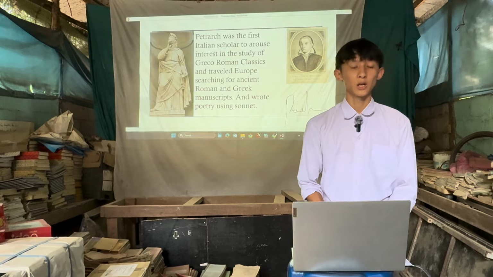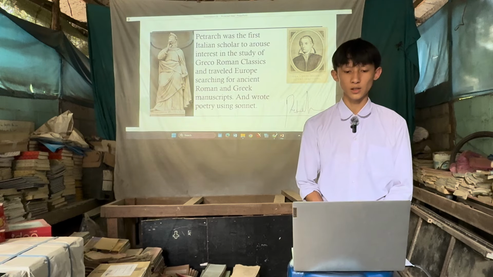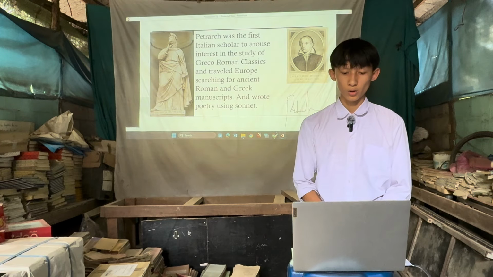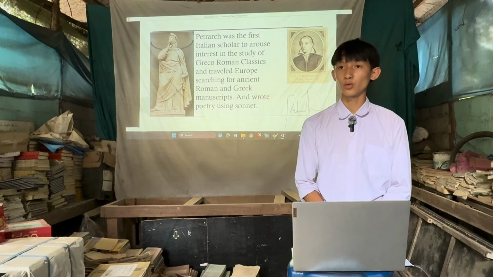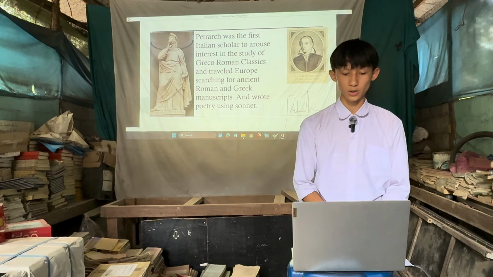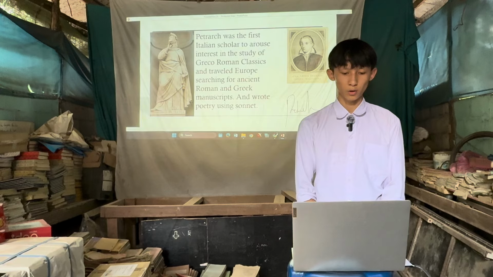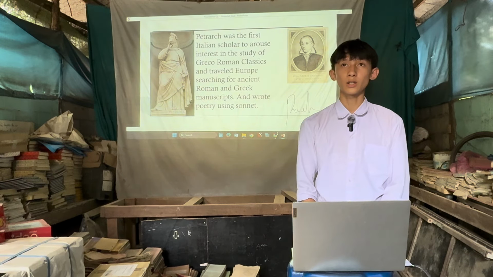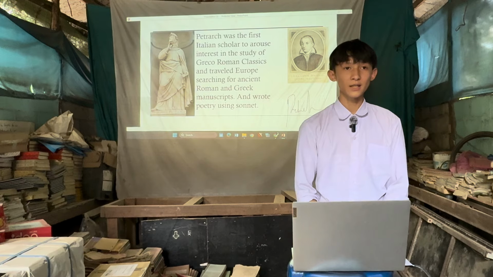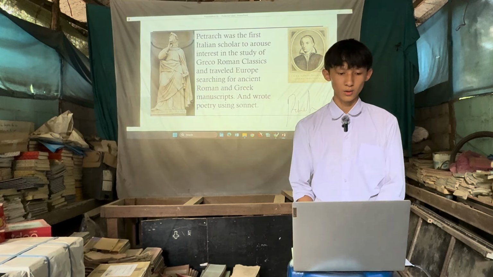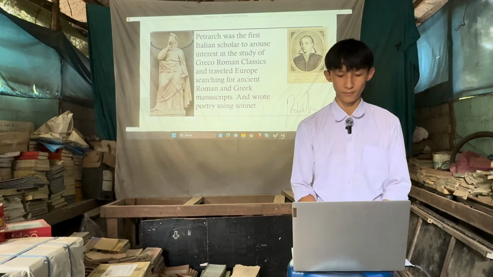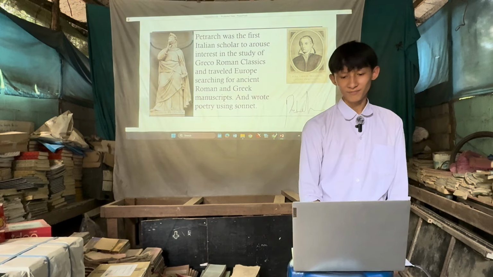And Petrarch. Petrarch was the first Italian scholar to arouse interest in the study of Greco-Roman classics and travel Europe in search of ancient Roman and Greek manuscripts, and wrote poetry using the sonnet. A sonnet is a poem of 14 lines, which was only found in Italy during that time.